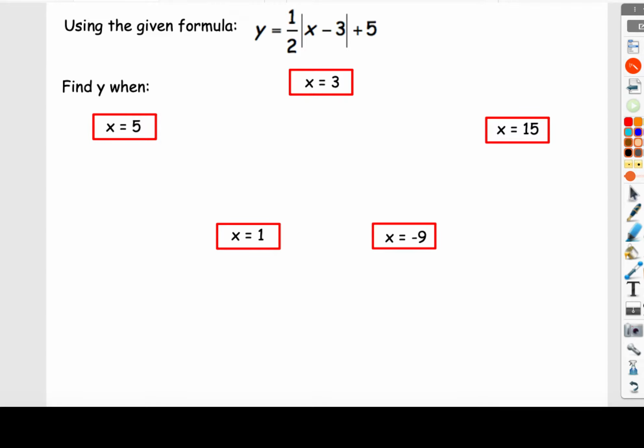All right, this video is going to help us understand how to solve absolute value equations. Now, in order to understand how to solve equations using absolute values, we should remember how to evaluate them, how to go forward with them before we end up going backwards.